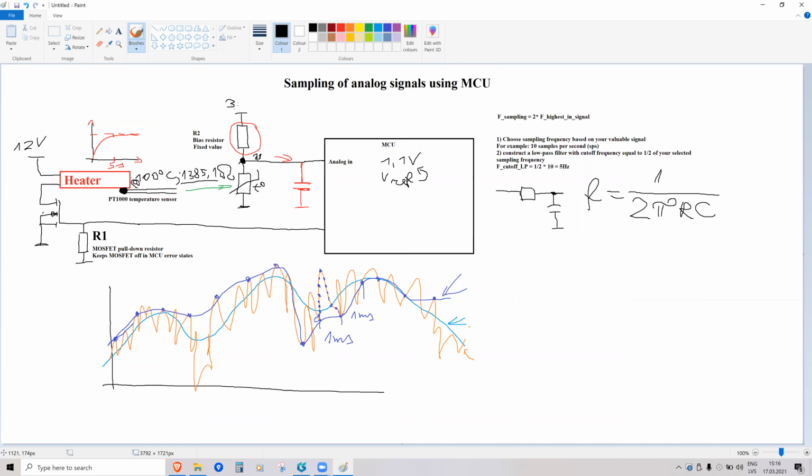Let's assume that the supply voltage is 3.3 volts. Knowing that the bottom resistor is 1,385.1 ohms, and the midpoint voltage is 1.1 volts, can you calculate the top resistor? Okay, I'll give you 2 minutes to calculate the value of the top resistor with these given values. Bottom resistor is this. This point is 1.1 volts. Supply voltage is 3.3 volts.